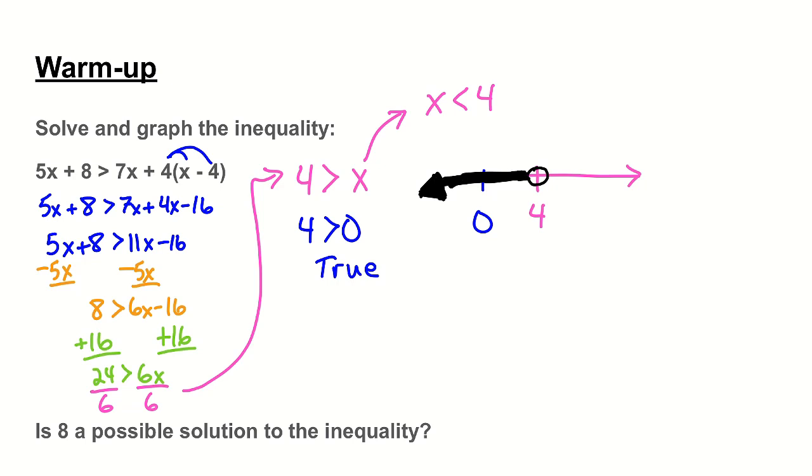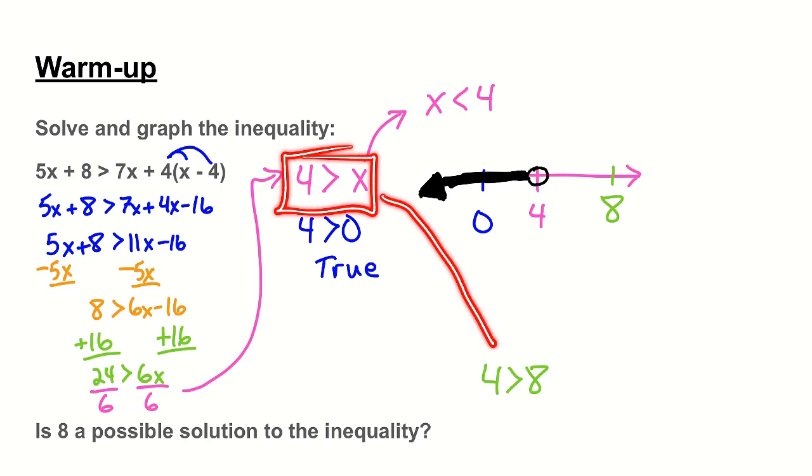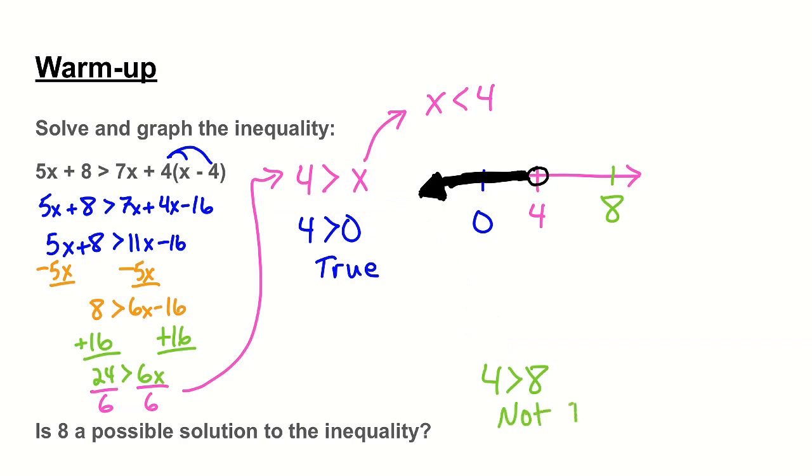And the question is, is 8 a possible solution to the inequality? So here I'm going to put 8 right there. And if we plug 8 in, 4 is greater than 8. I took the one that I was using and plugged in 8, which this is asking about. This is not true because 4 is not greater than 8. So the answer is no. And we can see graphically, here's 8, and it is not included in the shading, so it is not part of the solution. Questions on that?